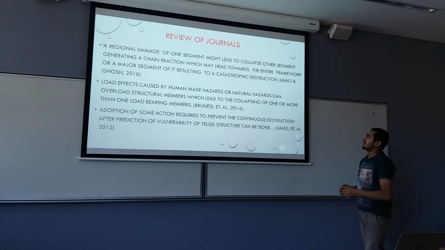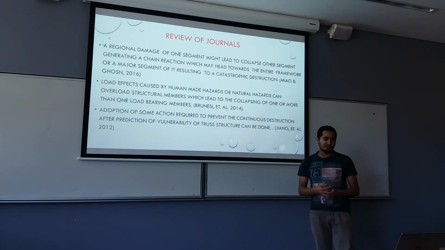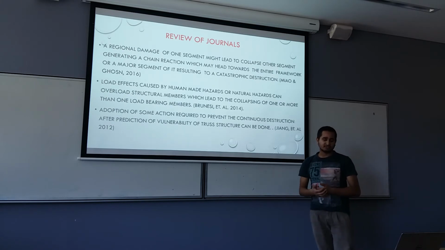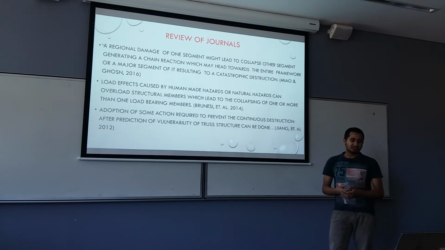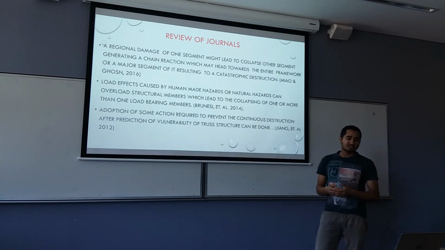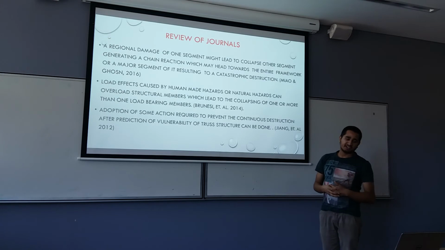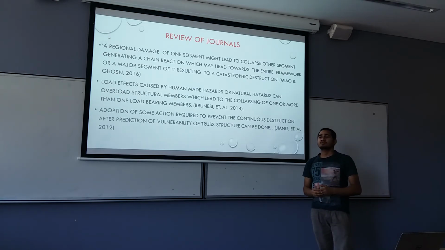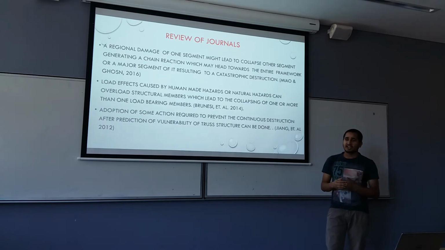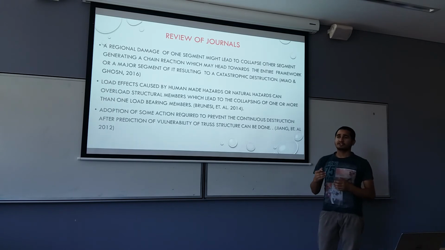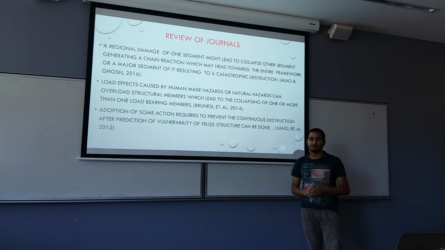Review of journals. Three journals I have presented here: Meyer and Gosson 2016, Brunesi et al 2014, and Zhang et al 2012. In the journal of Meyer and Gosson, original damage of one segment might lead to the collapse of another segment, generating a chain reaction. In progressive collapse, a chain reaction is formed and gradually increases. It leads to the damage of the entire framework.